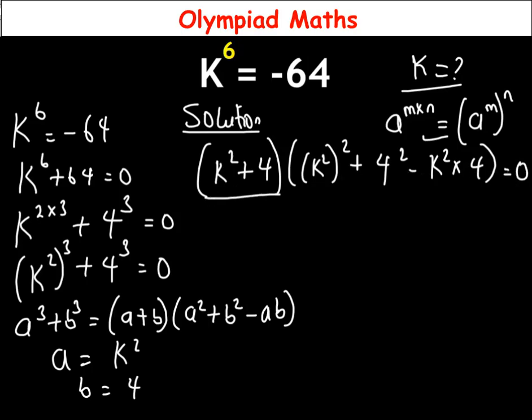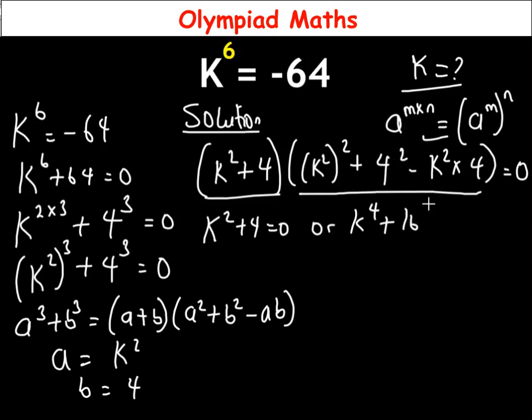From here, k squared plus 4 is equal to 0, or this other factor is also equal to 0. So you have k raised to power 2 times 2 is 4, then plus 4 squared is 16, then minus k squared times 4 is 4k squared. It's all equal to 0. So from here, we have it that k squared is equal to, plus 4 moves here, it becomes minus 4.